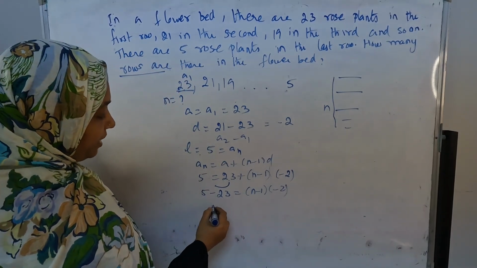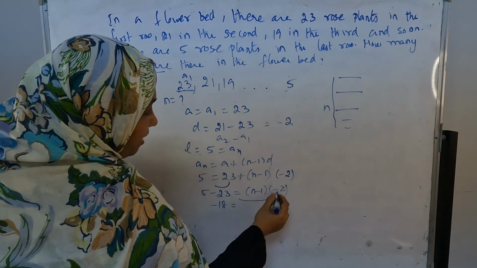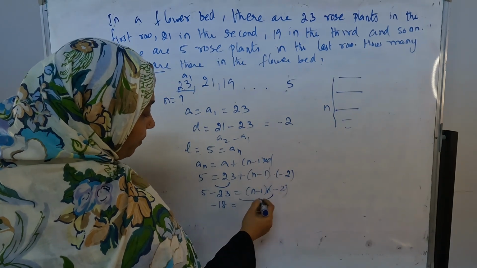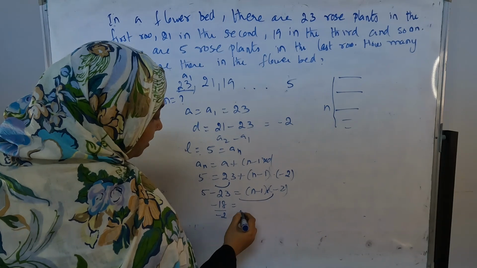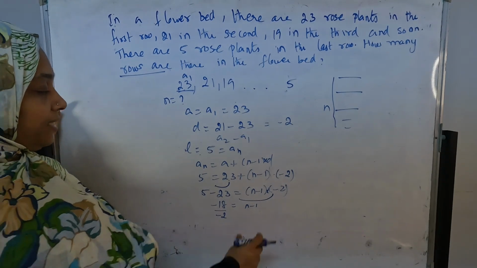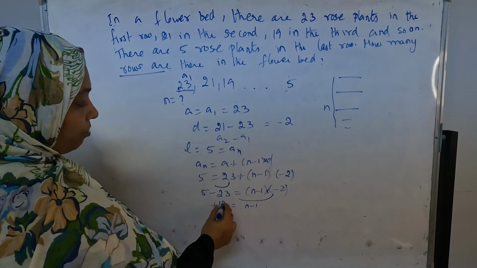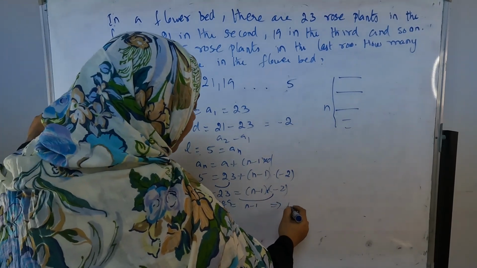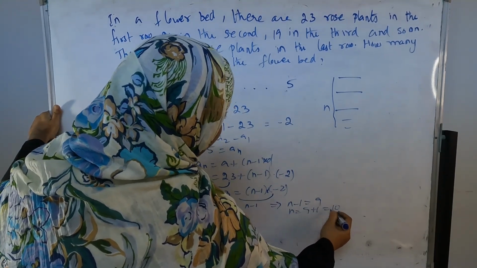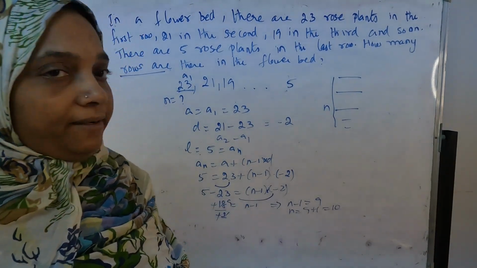So 5 minus 23 will be minus 18. Now here between the bracket and minus 2, no symbol is visible, so it is multiplication. When minus 2 moves across, it becomes division. So n minus 1. Now this bracket we don't want, because it is a single term only. Minus minus will go, so 2 nines are 18. That is n minus 1 is equal to 9, n is equal to 9 plus 1, that is 10. So the number of rows is 10 only here.